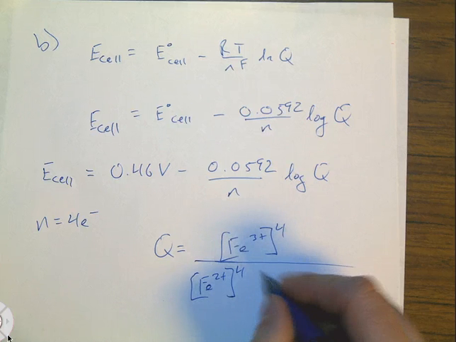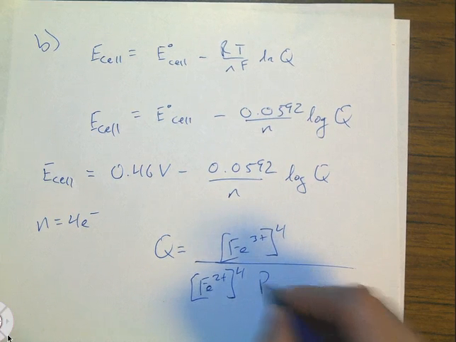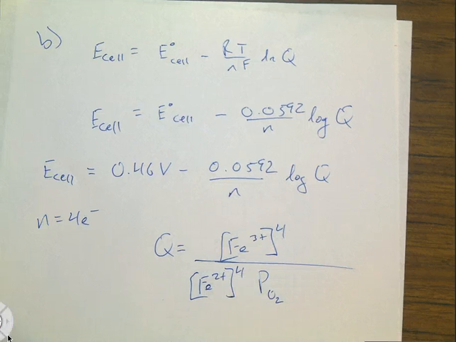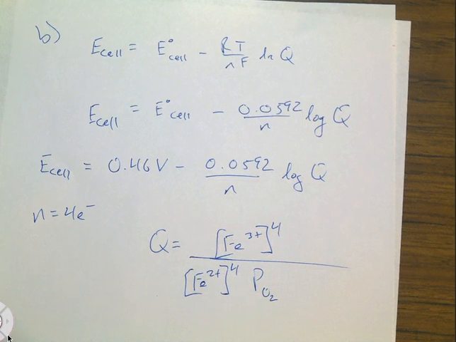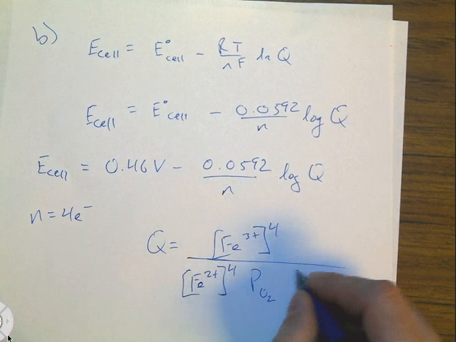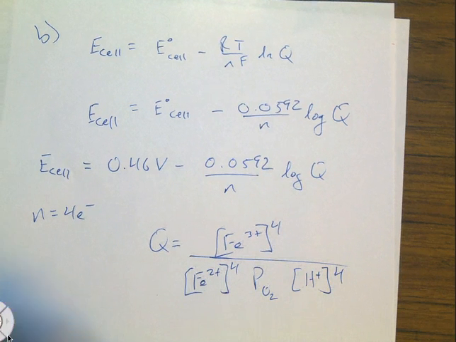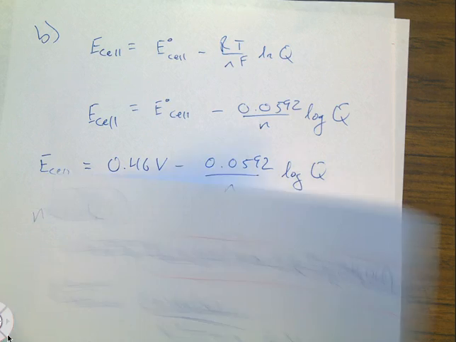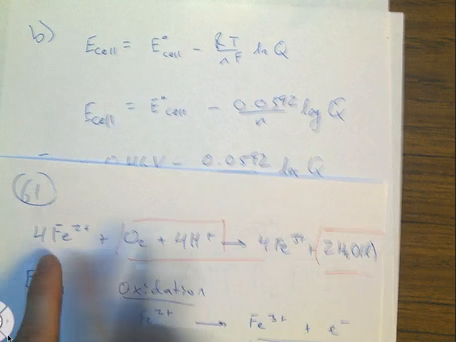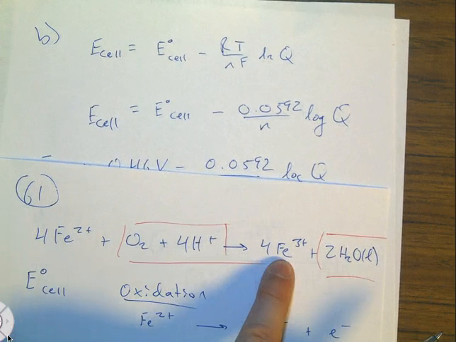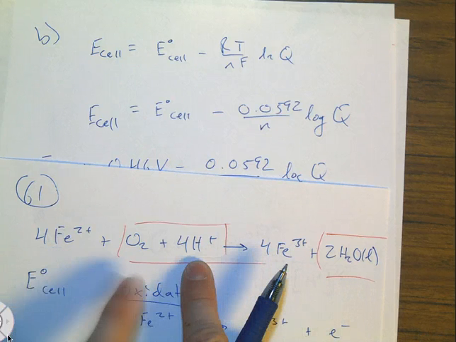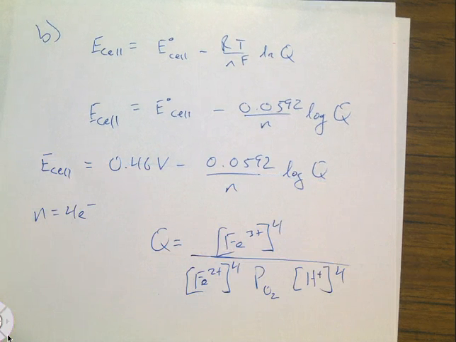Then we have O2, right? But the O2, the value that they give you is in pressure. You can use pressure besides concentration. Then you have the concentration of hydrogen ions to the power of 4. So let's again look at this reaction right here. I put this over this. This was in molarity, this is in molarity, that's in molarity, and in the problem they gave you pressure. You can use pressure interchangeably with the concentration. So now what you can do is you can plug in all of your numbers.